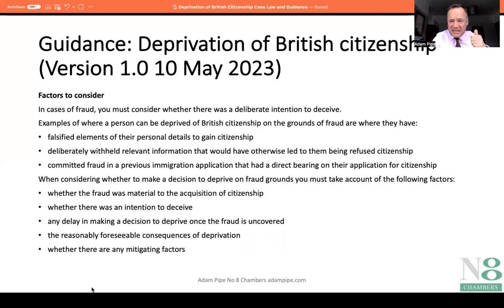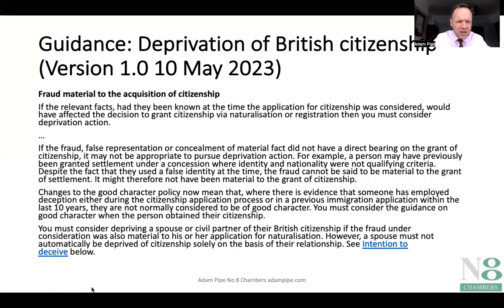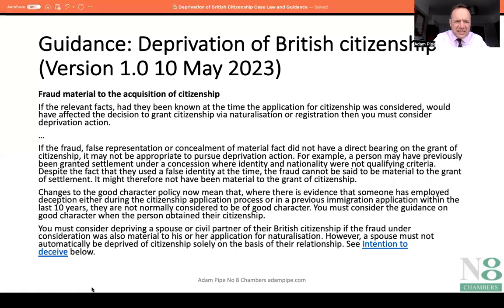Whether the fraud was material, so materiality, whether there was an intention to deceive, any delay, the case of Lachi is helpful there, the reasonably foreseeable consequences of deprivation, and whether there are any mitigating factors. And there is guidance on each one of these bullet points, and I've set these out. So this is the question of materiality. So would it have made a difference to the decision on citizenship?